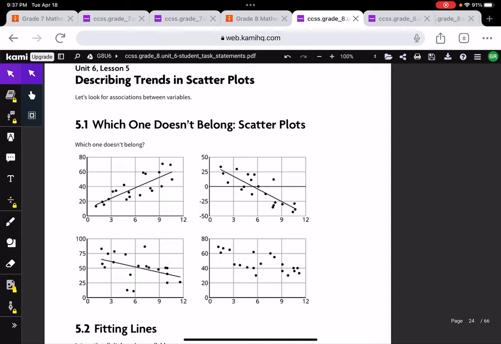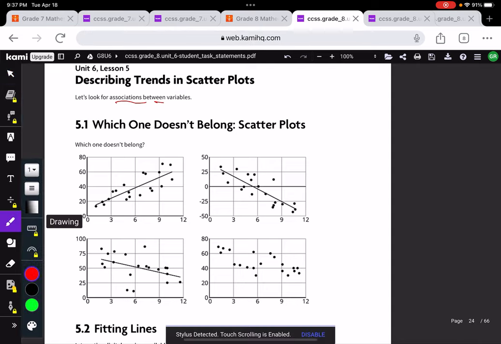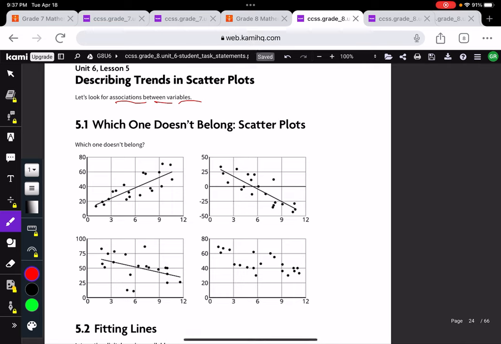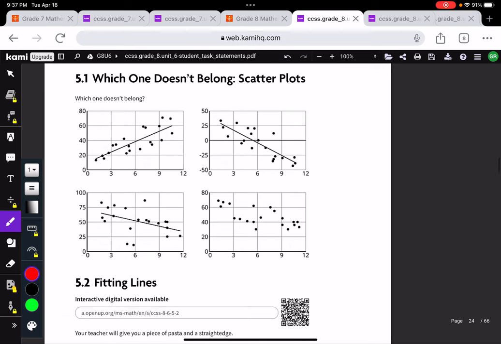Word up. Unit 6, Lesson 5, describing trends in scatter plots. Let's look for associations between variables. That's what it just says here. Question 1 says which one doesn't belong, or the warm-up. Which one doesn't belong? Remember, you can argue why each one doesn't belong.